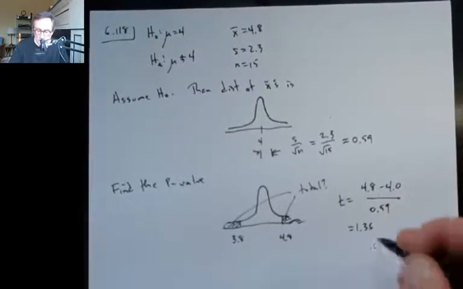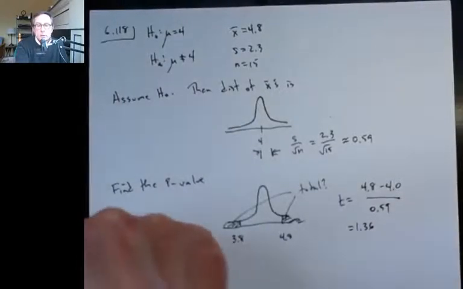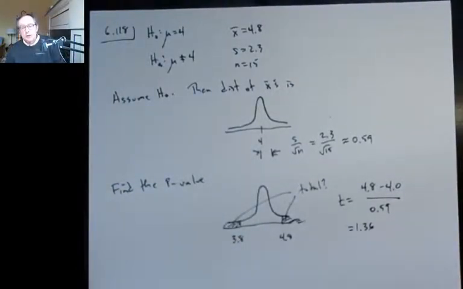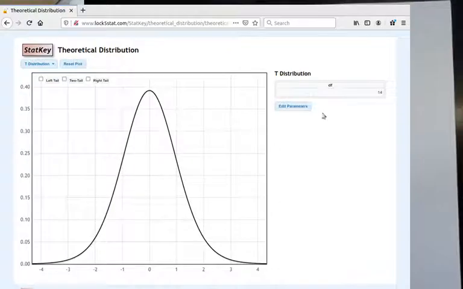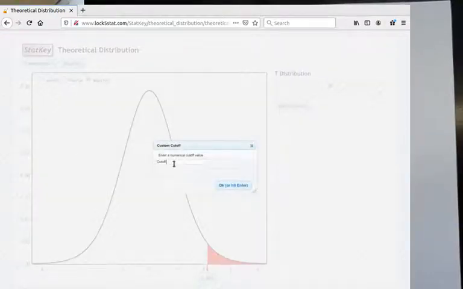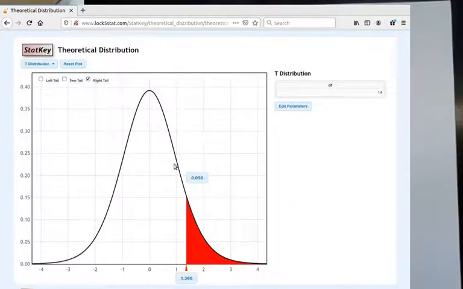1.36. So I'm going to go back to the T curve, enter 1.36, and find the associated value. So here we go. Come on. There we go. Well, I'm looking for a right tail, and I'm entering 1.36, and I get 0.098, but that's only half of the region I want. I want to double it. I'll take that and the other area too.